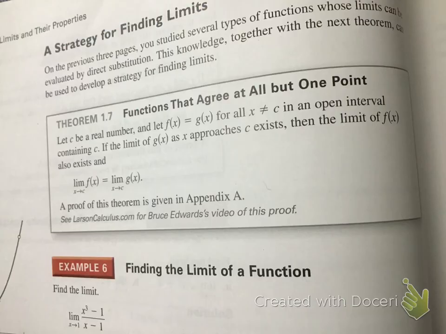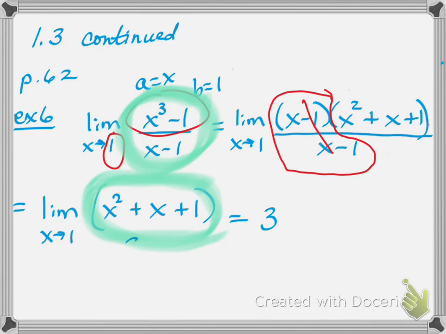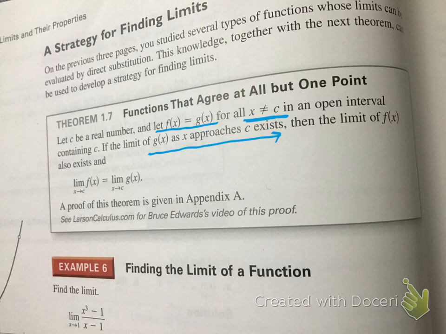So let's go back to that theorem. These two functions are equal to each other for all x except for 1 in the open interval that contains that number 1. If the limit of g of x as x approaches c exists, then the limit of f of x as x approaches c exists. So back here, if this limit exists, which it did, then it's equal to the limit of the original thing. That's all that theorem is saying, but that's very handy. That's what allows our dividing out technique to work.